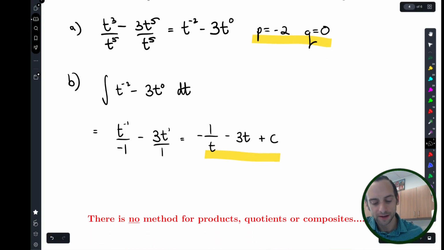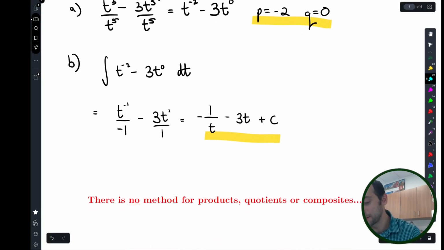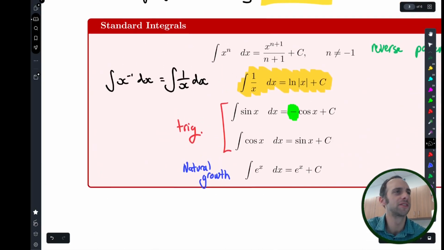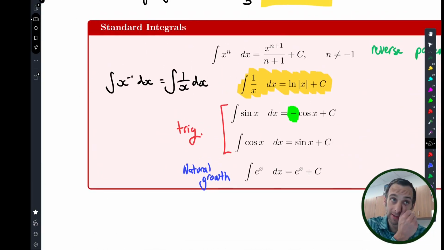Okay. And at this point and all through Unit 7, we're not going to have any rules for either products, quotients, or composites. When we were doing derivatives, we had a product rule, a quotient rule, and even a chain rule by the end. For integrals, we're not going to get to that stage at any point. So we just have this reverse power rule and these couple of standard integrals given to us to work with at this point.